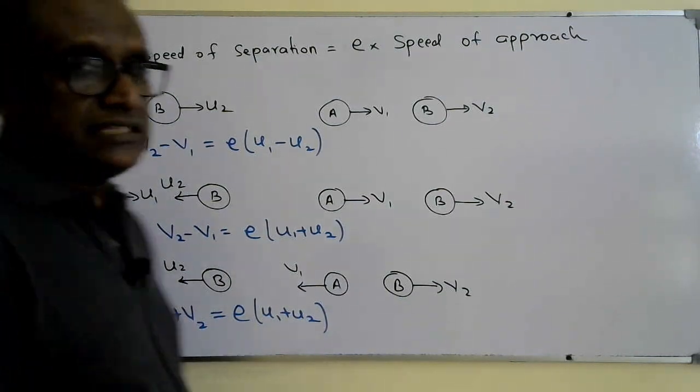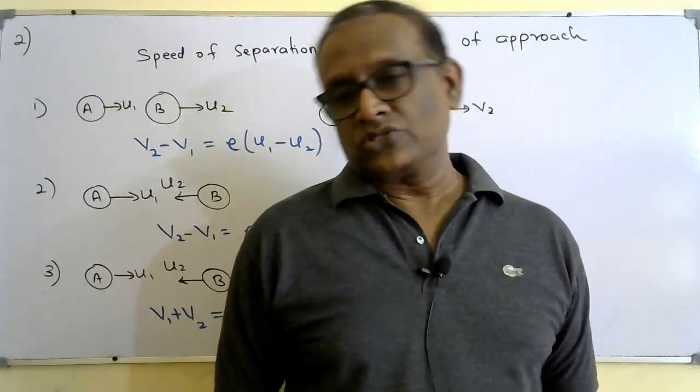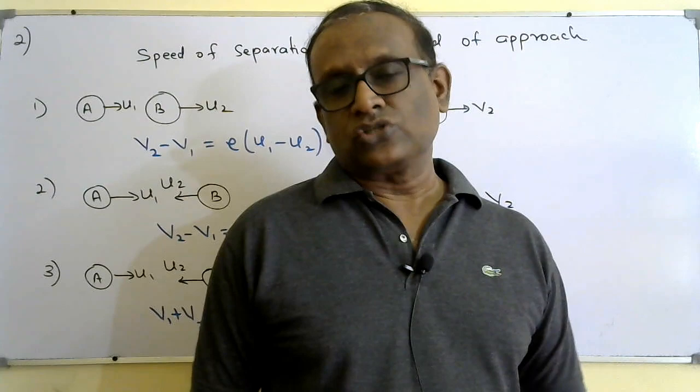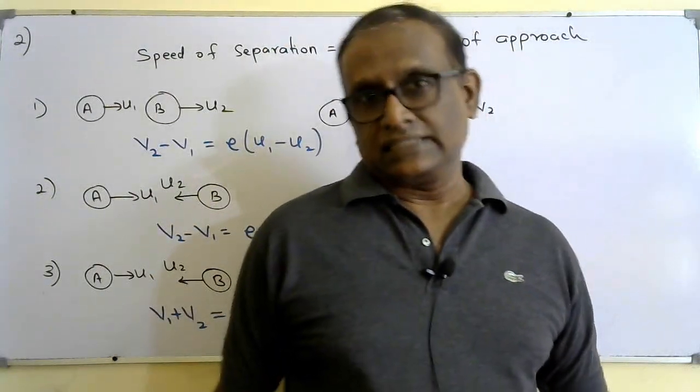After collision, if they join together, entangle together and move, we take E equals 0. So there we don't write this equation. If they entangle, E becomes 0. So we don't consider this restitution equation there.